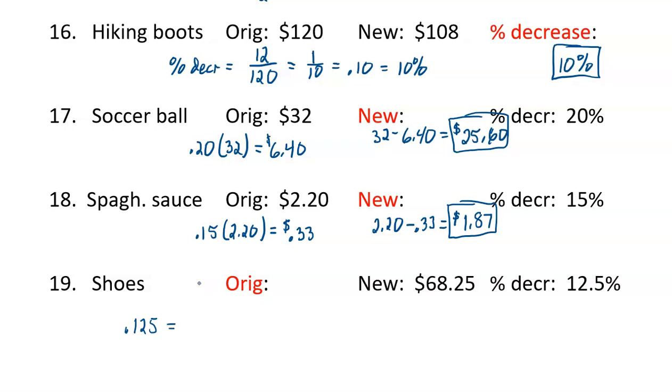Now that's equal to the amount of decrease divided by the original amount. I don't know the original amount. I'm going to call it X. I also don't know the amount of decrease, but it's the difference between the original amount and the new price.